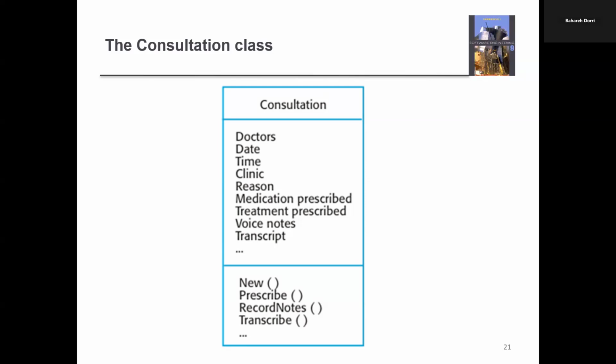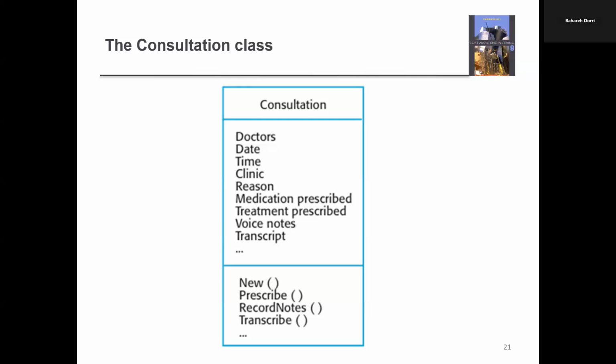So, for example, here we have doctors, date, time, clinic, which capture basic appointment information. They have reason, which could be the why the consultation is happening, medication prescribed and treatment prescribed, voice notes and transcript, which might store audio or written records of the interactions. These attributes describe what the object knows. The bottom section lists the methods or operations.